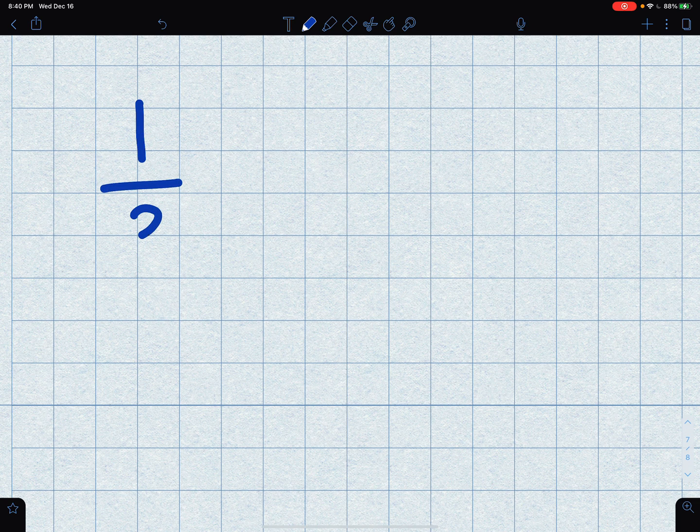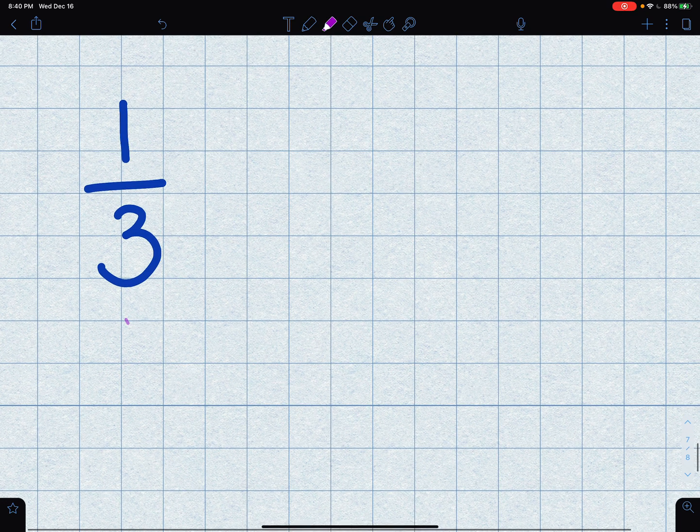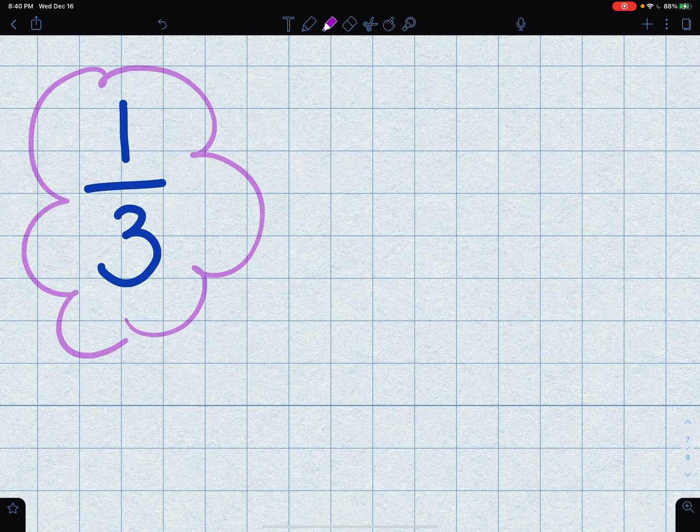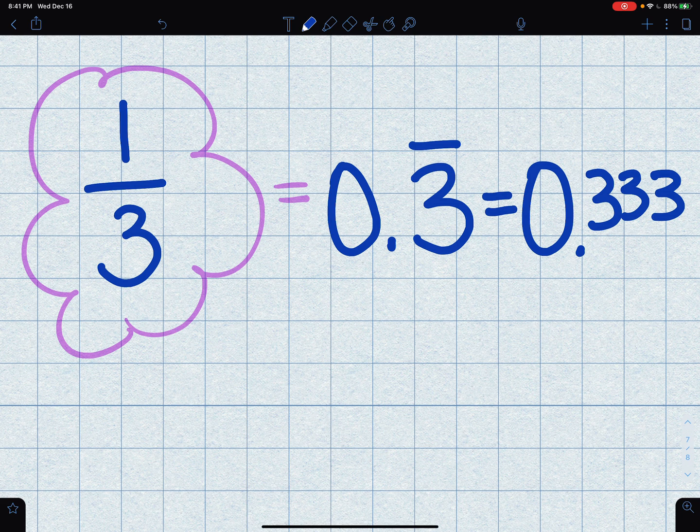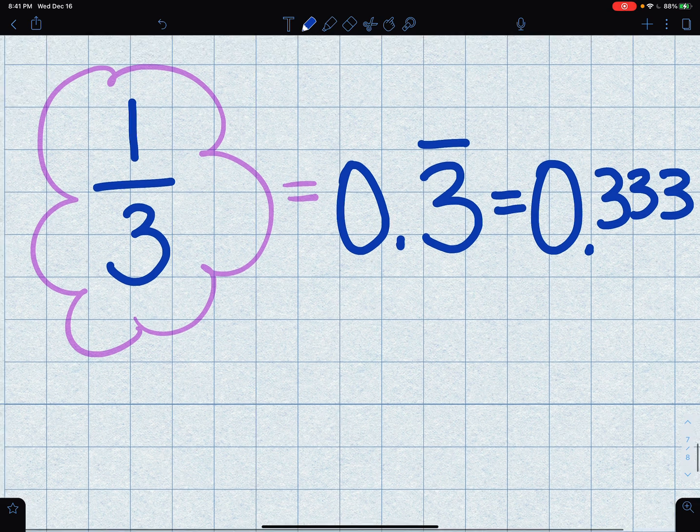1 over 3. Put that one in your memory banks. So if you plug that into your calculator, what do you get? You get what we just did, 0.3 with a bar over it. Plug it in. You'll see what you get. It'll be 0.3333 forever. I ran out of space there. So commit that one to memory because that one should be known.